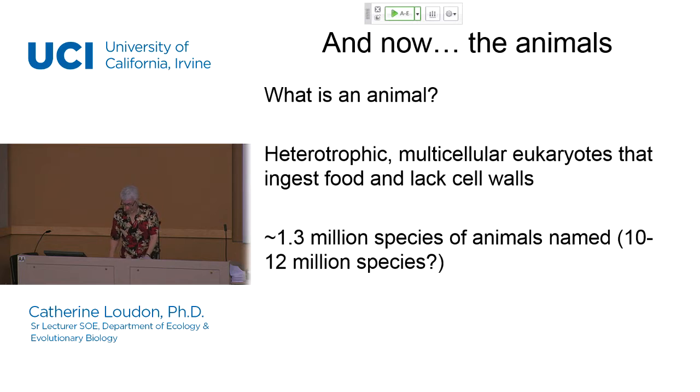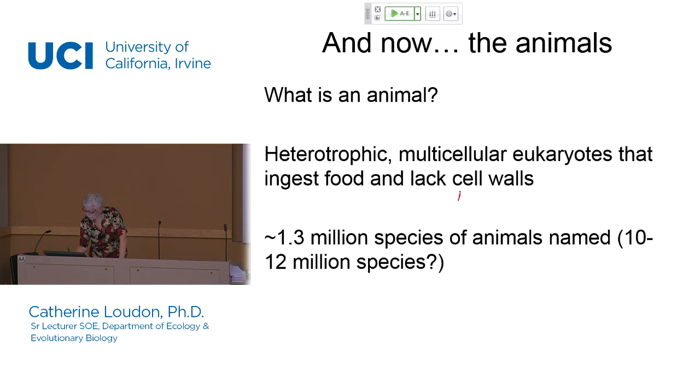So first let's consider what is an animal. How can you recognize an animal? You can recognize an animal because it's heterotrophic, right? It's getting organic nutrients from other organisms or from the environment. It's not simply synthesizing its own organic molecules. Multicellular and eukaryotic. So far we haven't differentiated animals from fungi, right? Fungi are also heterotrophic, multicellular, and eukaryotes. But here's the rest of the definition of animals: they ingest food and also lack cell walls.